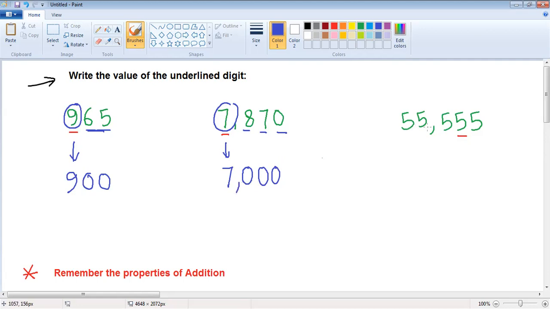The last question, the underlined digit is 5. We need to drop 5 as itself, as we said before. Then count all the digits on the right side. What are the digits on the right side of 5 here? Only one digit, only 5. It's only one digit, so we need to drop down here 0. So the value of 5 here is 50.